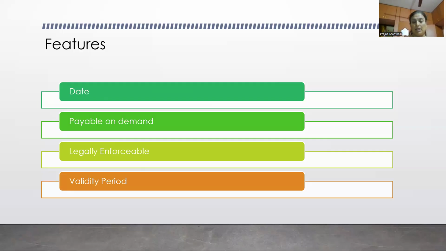Legally enforceable. It is enforceable by the law. It is a legal document. It has got all the rights. So it is authentic. Validity period is there. Any check is valid only up to 3 months. Immediately after 3 months, it becomes stale. Means the check will not be honored, payment will not be made. So within the 3 months, it has to be encashed. So it is the validity period of the check.